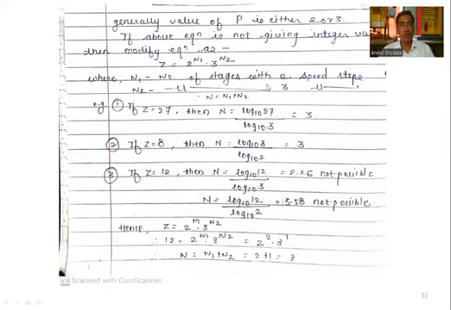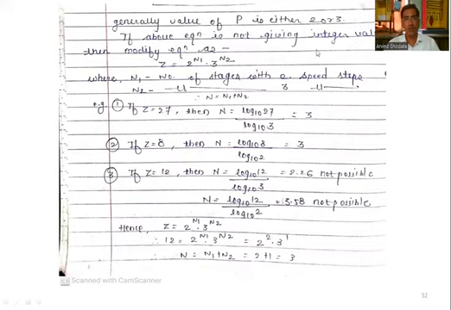Generally the value of P is either 2 or 3. If the above equation does not give an integer value, then modify the equation as Z is equal to 2 raised to n1 by 3 raised to n2, where n1 is the number of stages with 2 speed steps and n2 is the number of stages with 3 speed steps. If Z is equal to 27, then n is equal to log to the base 10 27 by log to the base 10 3.